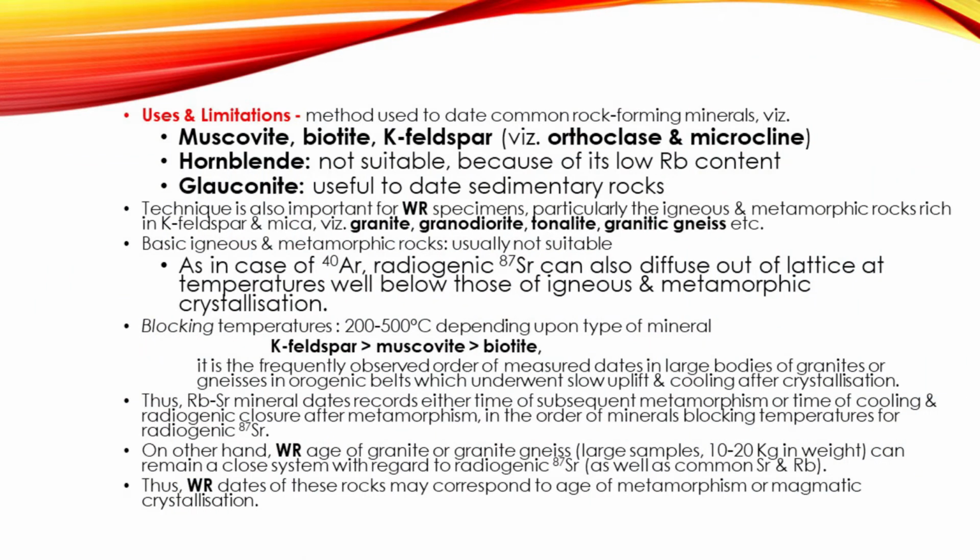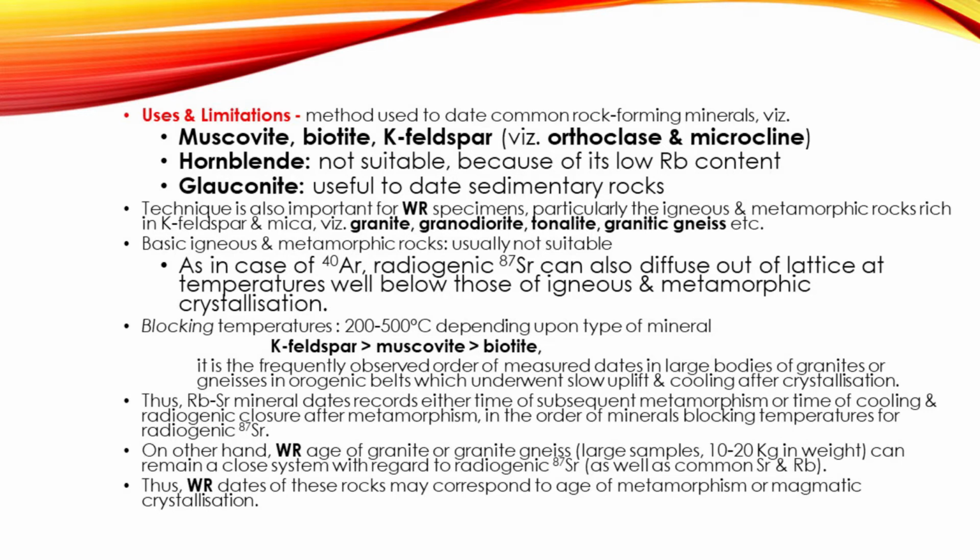Like other methods, this technique has its own importance or uses and limitations. This method can be very easily used to date common rock-forming minerals such as mica, particularly muscovite and biotite, and potassium feldspar, particularly orthoclase and microcline. But hornblende is not suitable for dating by this technique because of its low rubidium content in its lattice, while glauconite is useful for dating sedimentary rocks.